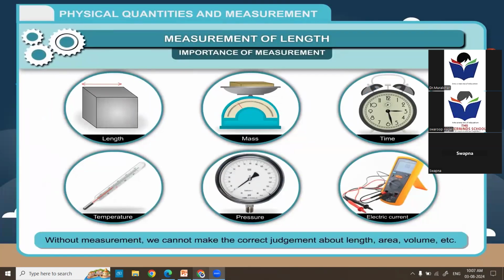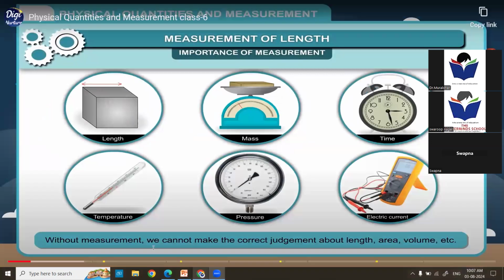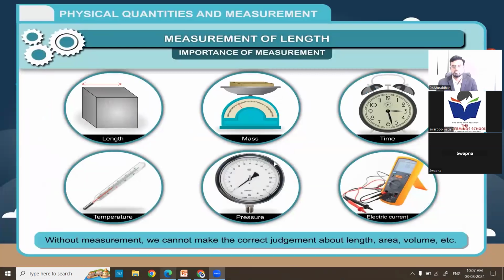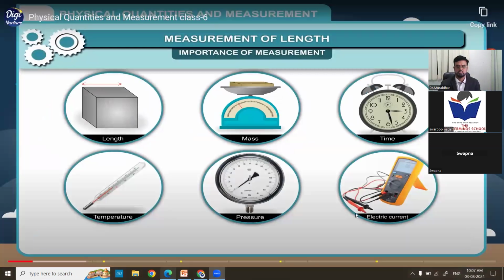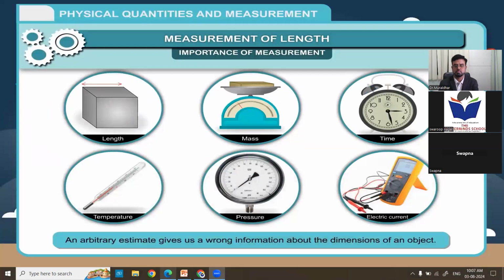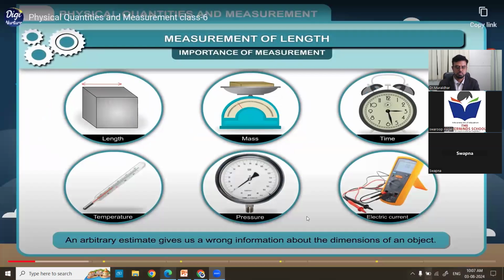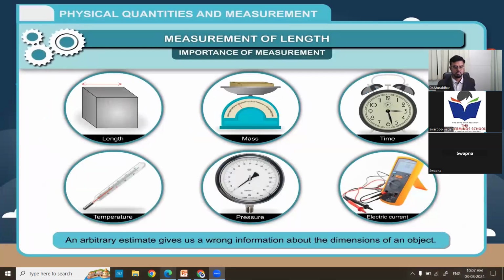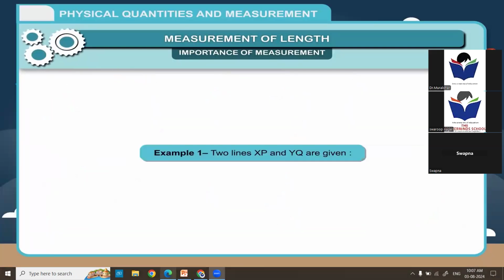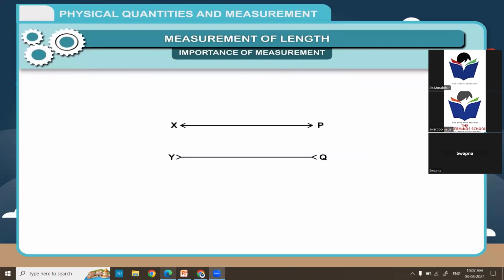Without measurement, we cannot make the correct judgment about length, area, volume, etc. An arbitrary estimate gives us wrong information about the dimensions of an object. Example 1. Two lines XP and YQ are given below. Look at the two straight lines XP and YQ drawn alongside. Which of them is longer?